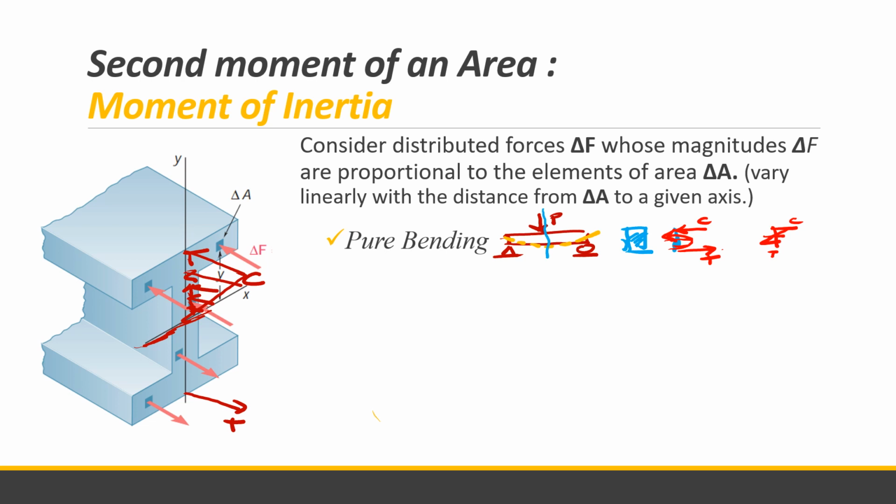It is shown in mechanics of materials that the internal forces in any section of the beam are distributed forces whose magnitude delta F is equal to k, a constant, times y times delta A, and vary linearly with the distance y from the axis passing through the centroid of the section. The axis represented by the x-axis is the neutral axis. It is neutral because on that section the forces are 0: not compressive, not tension.